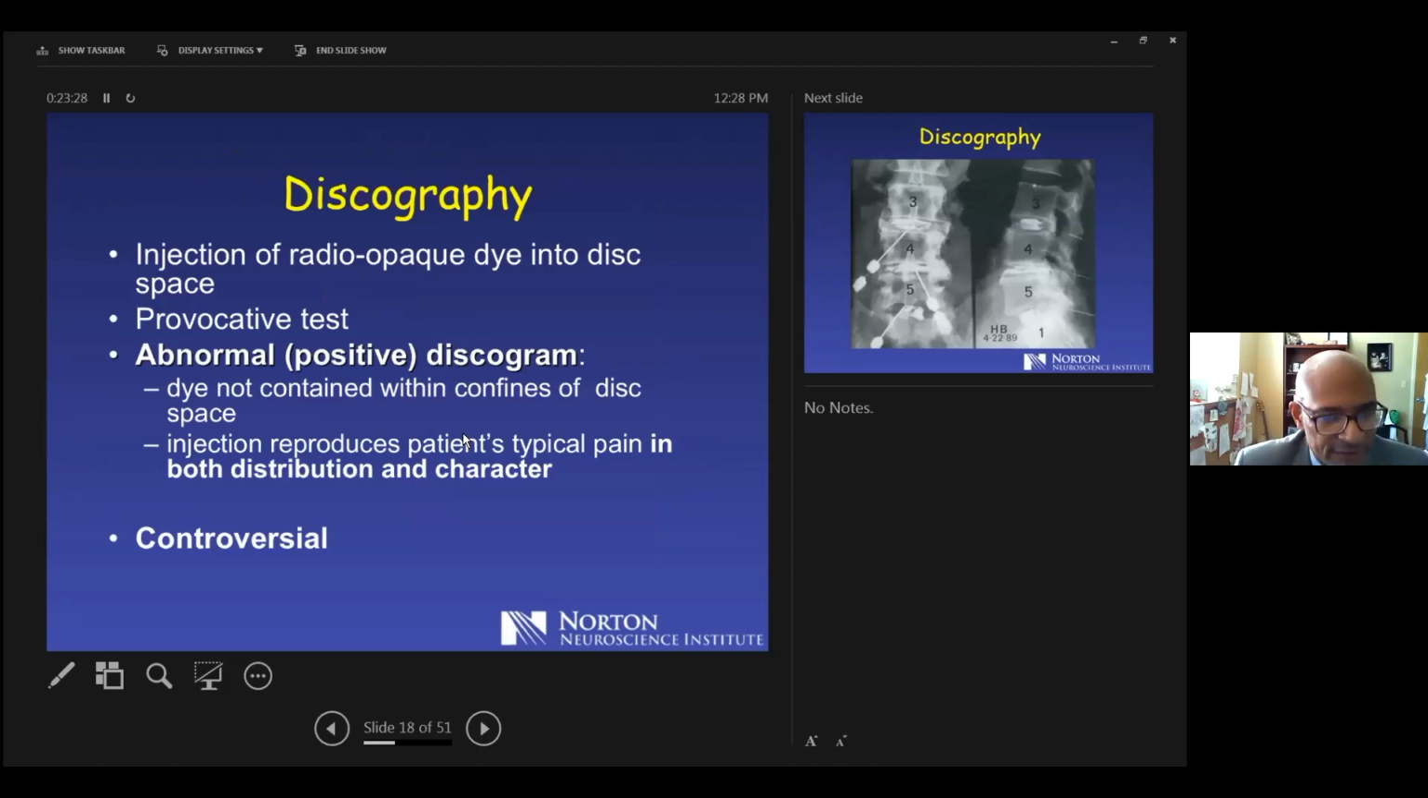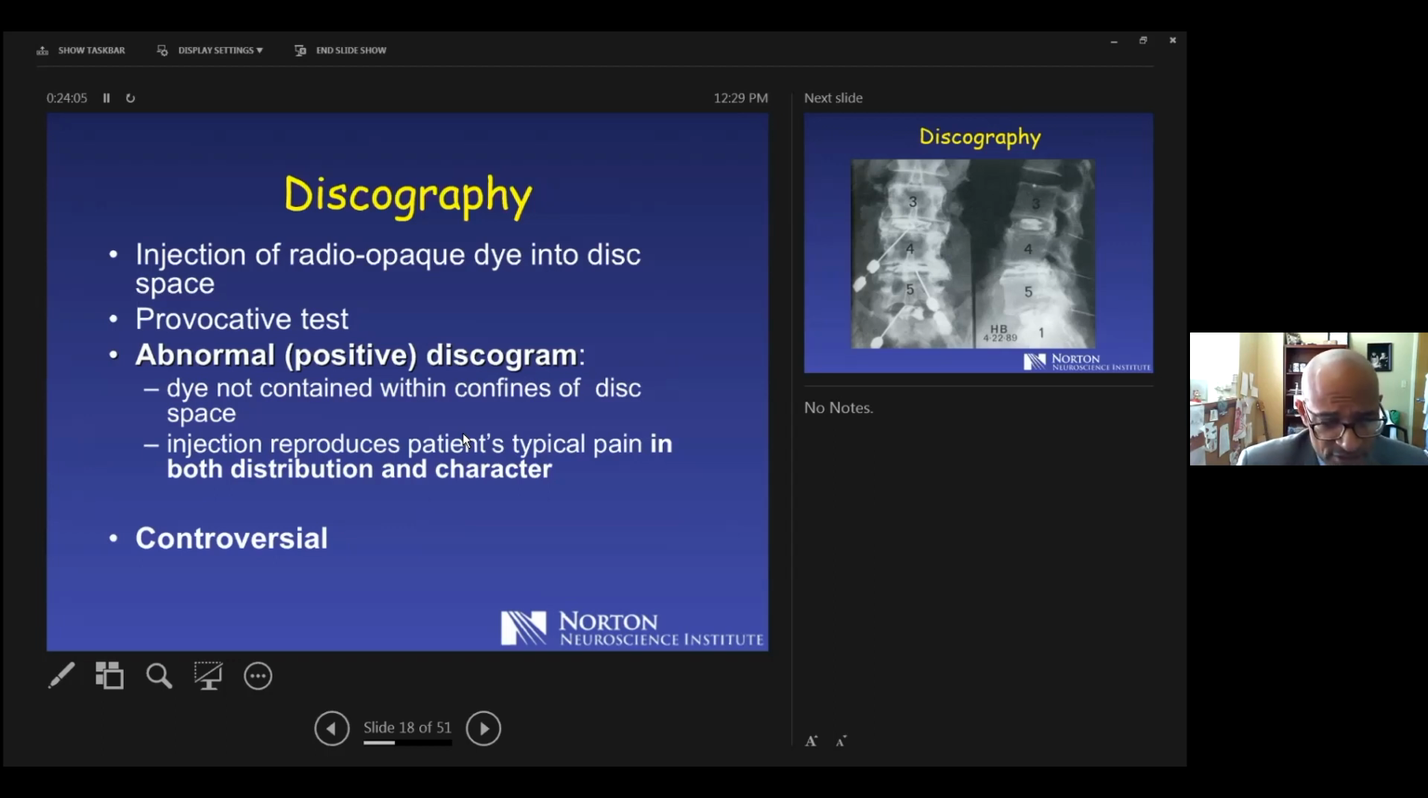Finally, we also have discography. Now this, again, is not something that is as commonly used today. In discography, what you do is you try to correlate an injection into the disc itself with the patient's symptoms. So they take a radiopaque dye, they have a patient lay on their side, they then stick needles into that disc base, and they inject contrast in that disc space. When they inject contrast in that disc space, they'll ask the patient, is this mimicking your back pain? It's not meant to look at leg pain, so they're just looking for axial back pain due to discogenic changes.